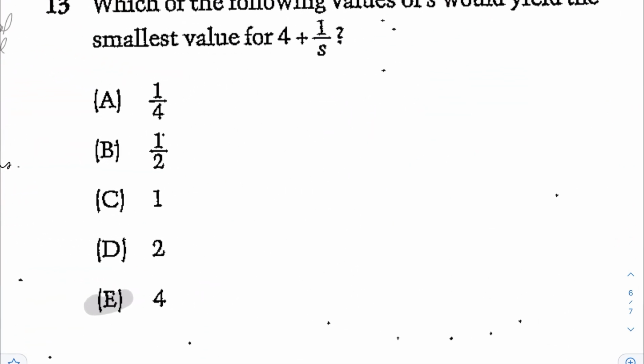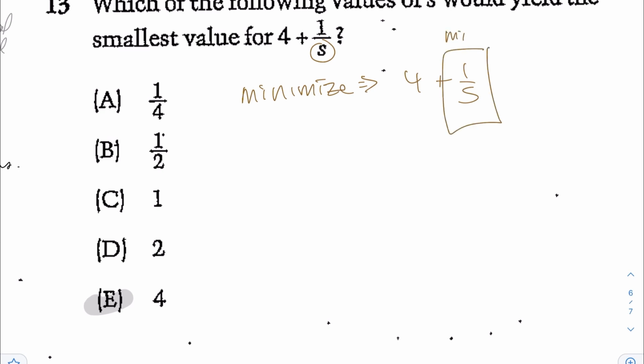All right, next one, number 13. Which of the following values of s would yield the smallest value for 4 plus 1 over s? So here, s is in the denominator, and you want to minimize this expression. If you want to minimize 4 plus 1 over s, well, you can't do anything about the 4. To minimize this fraction part, you know that the bigger the denominator, the smaller the overall fraction.